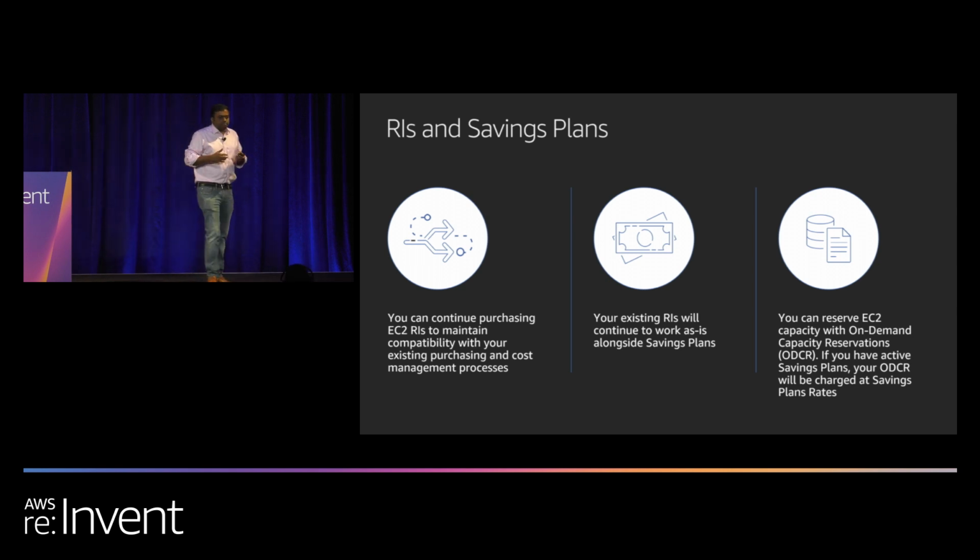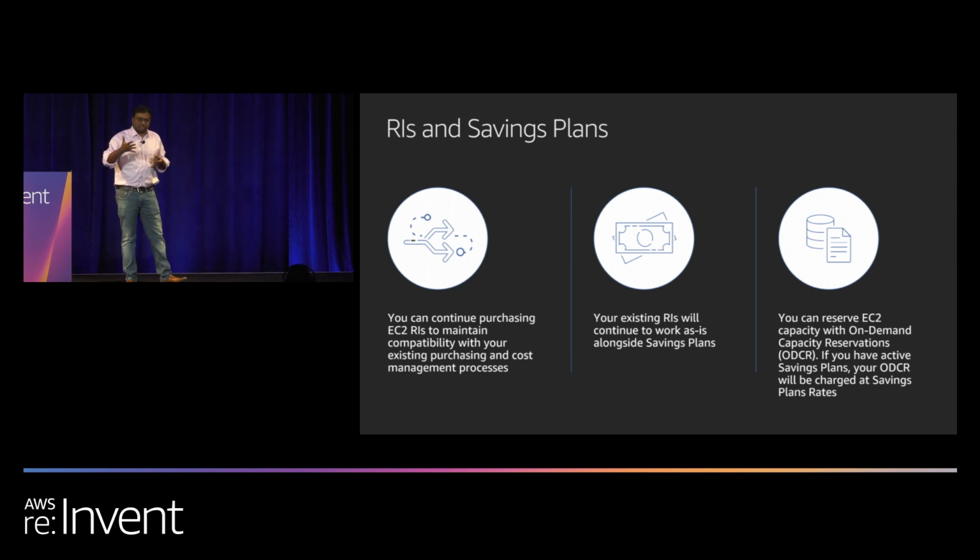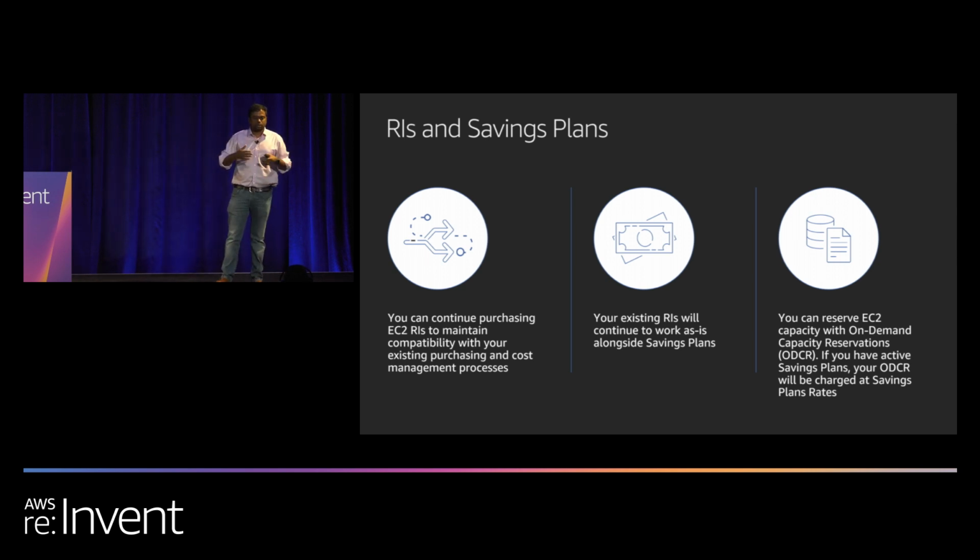But we think that many customers, in the fullness of time, will just use Savings Plans for their flexibility and simplicity. As you've probably realized over the last 30 minutes or so, Savings Plans give you a lot of flexibility in terms of how you can reduce your spend and get savings on your usage. But for your capacity needs, you can allocate On-Demand Capacity Reservations, or ODCRs as we call them.